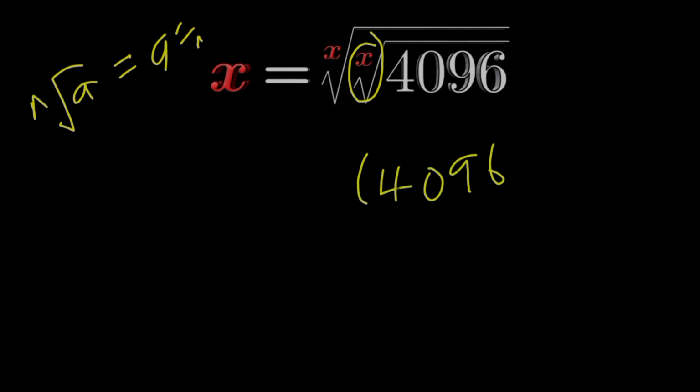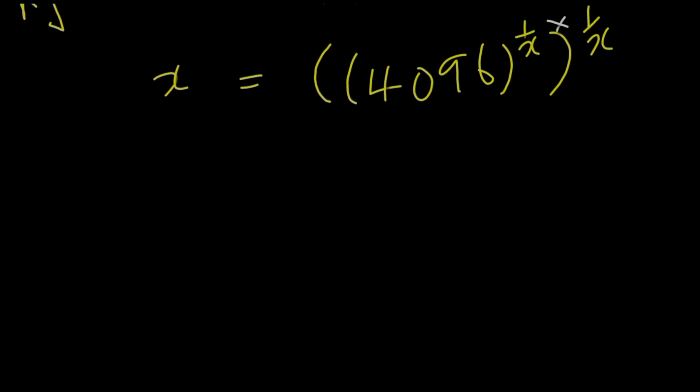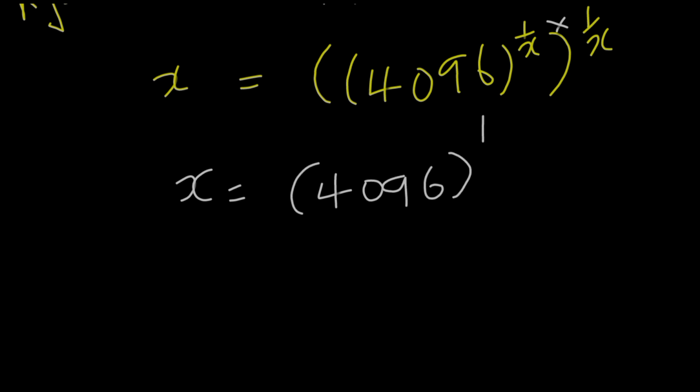4096 to the power of 1 over x. That's for the first root. Then the second root, we also have all to the power of 1 over x. And this equals x. So when we multiply these two powers, we are going to have x equals 4096 all to the power of 1 over x squared.